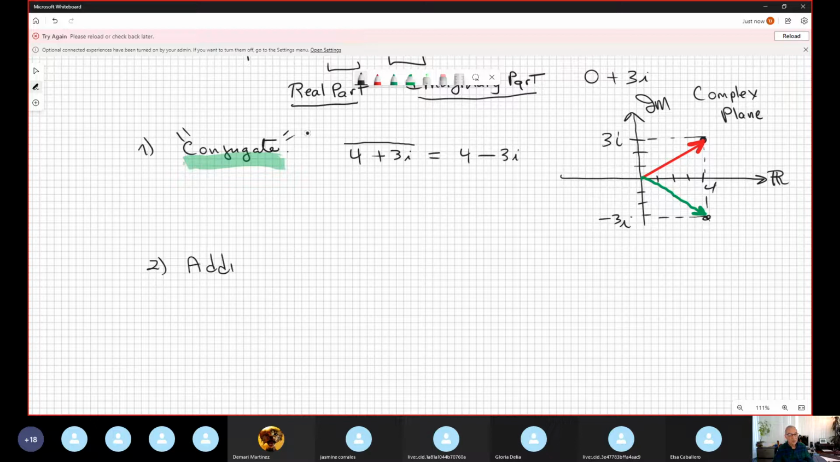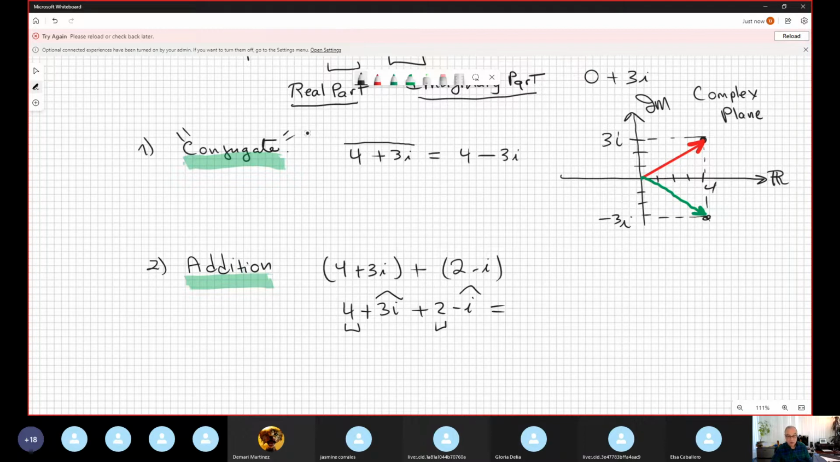Addition. Addition of complex numbers. Suppose this elementary example: 4 plus 3i, again, I like this number, plus 2 minus i. So basically, you have complex number 1 plus complex number 2. Now, each complex number contains a real part and an imaginary part. Okay, you remove the parentheses always: 4 plus 3i plus 2 minus i. And you manipulate like terms. So you add the real parts and you add the imaginary parts, or subtract, depending on the sign. So 4 plus 2 is 6, and 3 positive minus 1 is 2. And it's my final answer. Cool, easy.